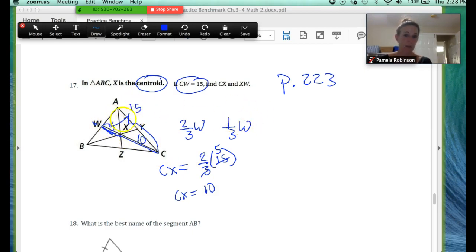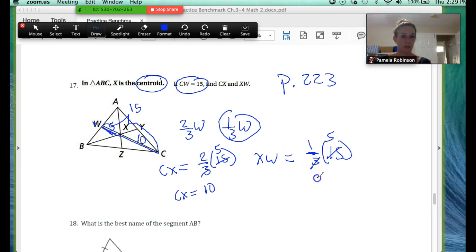Or you could come over and be like, oh, the little part is 1/3 of the whole. So the little part, which is XW, that is 1/3, I almost wrote 2 again, 1/3 of the whole, which is 15. And then 3 divides into 15 5 times. 5 times 1 is 5. So XW equals 5. So you can check it, or you can do it the easy way and just figure that out. There you have it. That's how you do that one. Make sure you review that though.